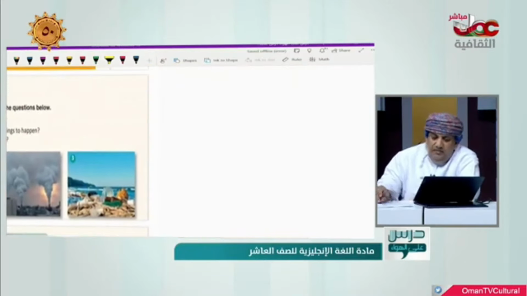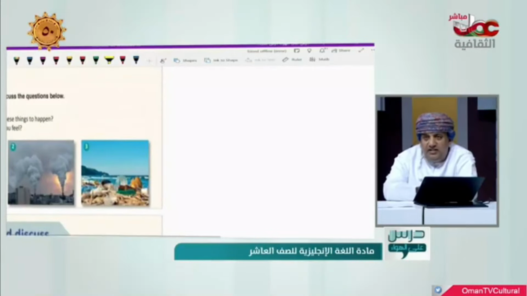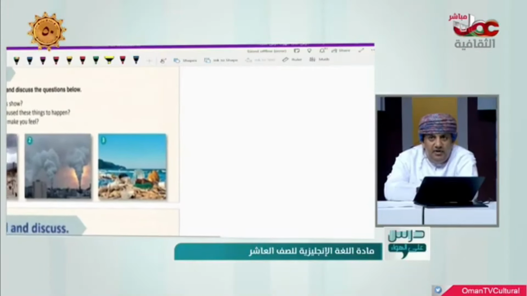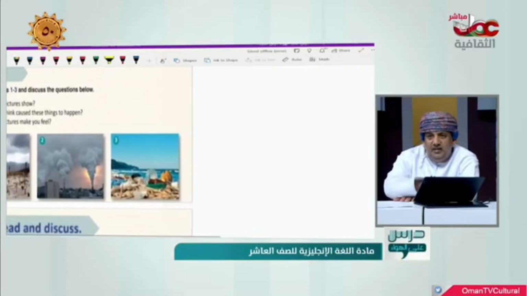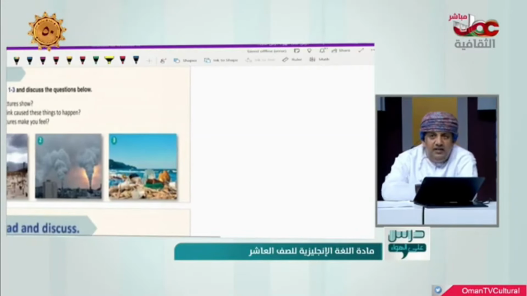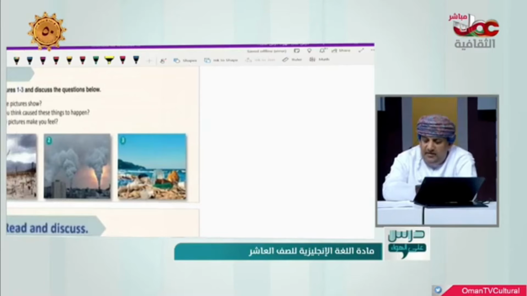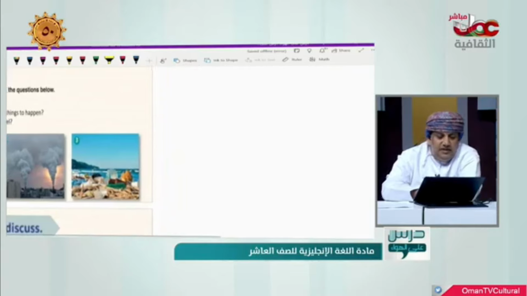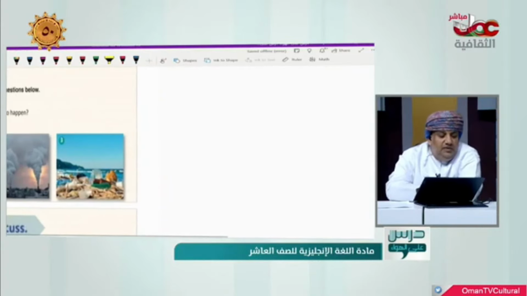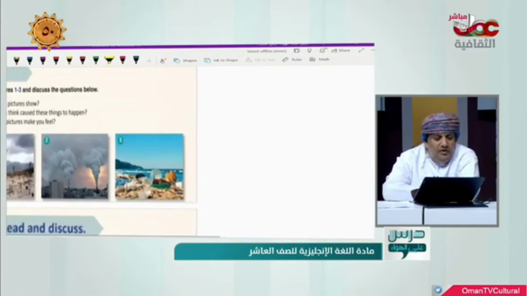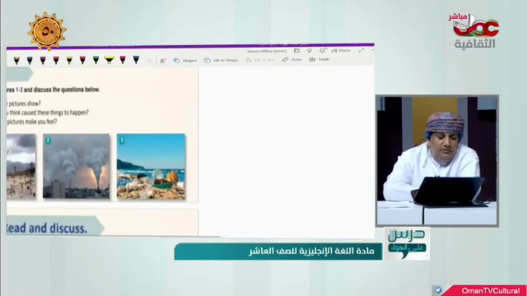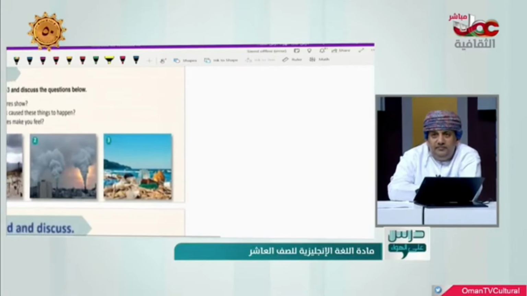Yes, I think picture 1 is probably the result of droughts, and picture number 2 is the result of too many cars and factories polluting the air, and picture number 3 is the result of people making pollution in the sea. So what do the pictures make you feel? Are you happy for these pictures or are you sad? How do you feel? Number 3, how do you feel?